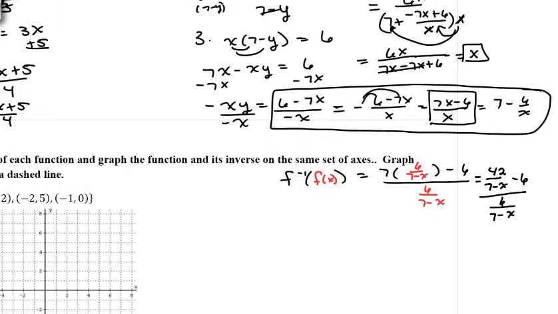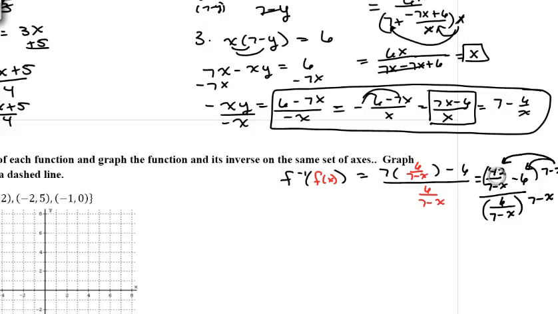And so now we have this complex fraction, and remember the way that we simplify these complex fractions is we multiply both the numerator and the denominator by the common denominator, which is 7 minus x in this case. So we have two little fractions in the big fraction: 42 over 7 minus x, and 6 over 7 minus x. So when we multiply this, we have to remember to distribute it.